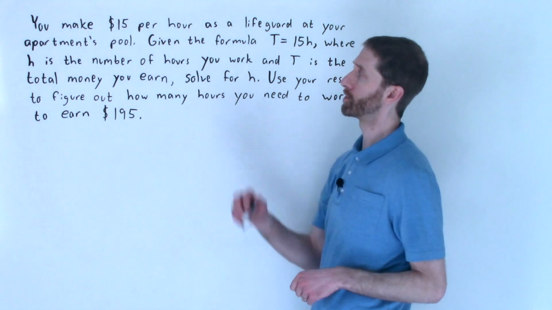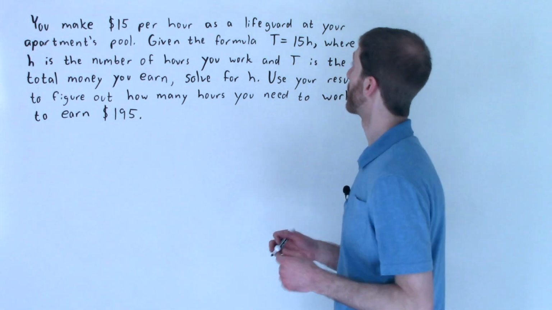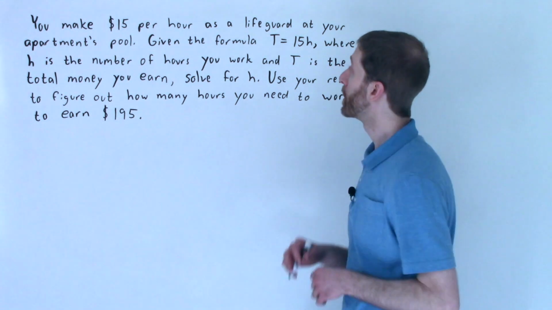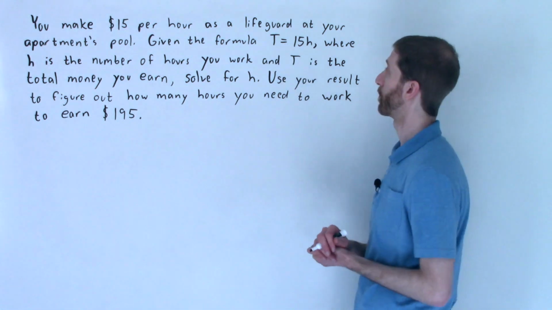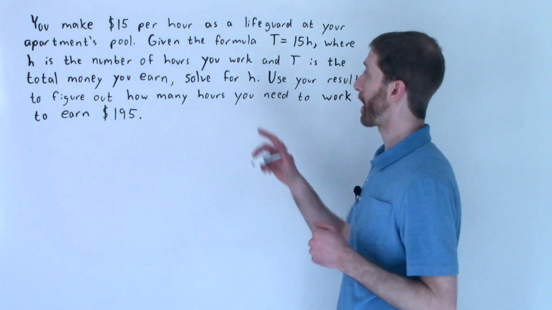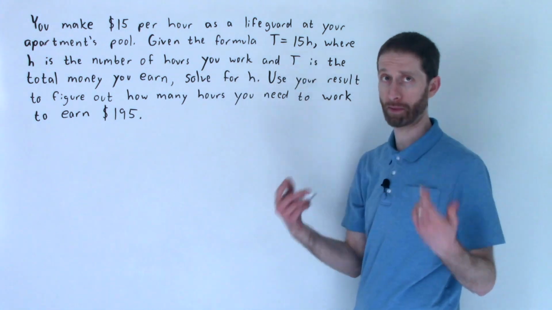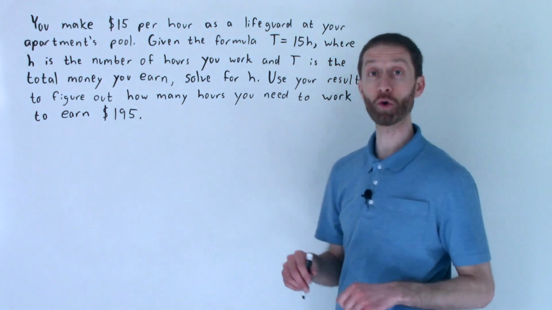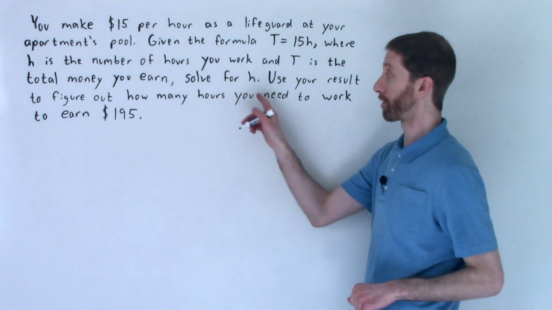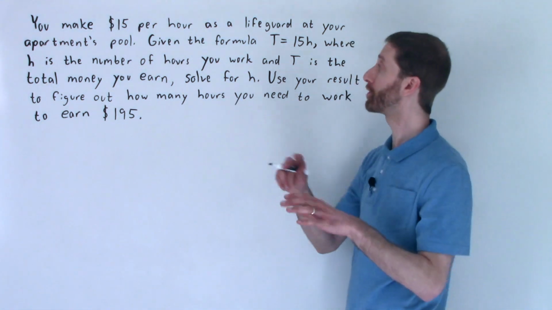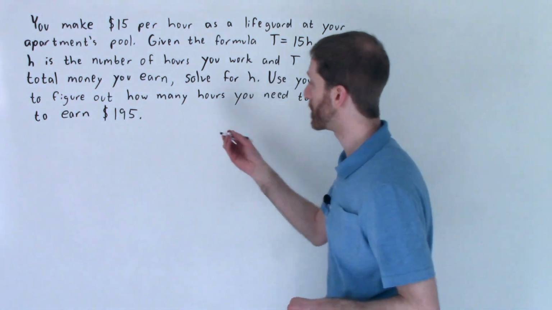This says you make $15 per hour as a lifeguard at your apartment's pool, given the formula T equals 15H. Okay, so that's a pretty important formula, where H is the number of hours you work, so we're being told H is how many hours you work, and T is the total money you earn. We're going to solve for H. So all of those words in those 4 lines, and we need to solve for H.